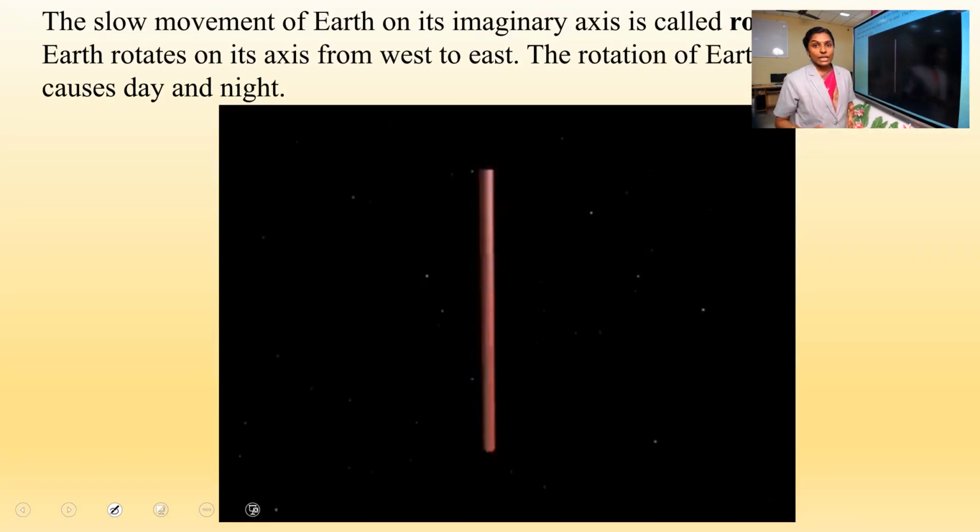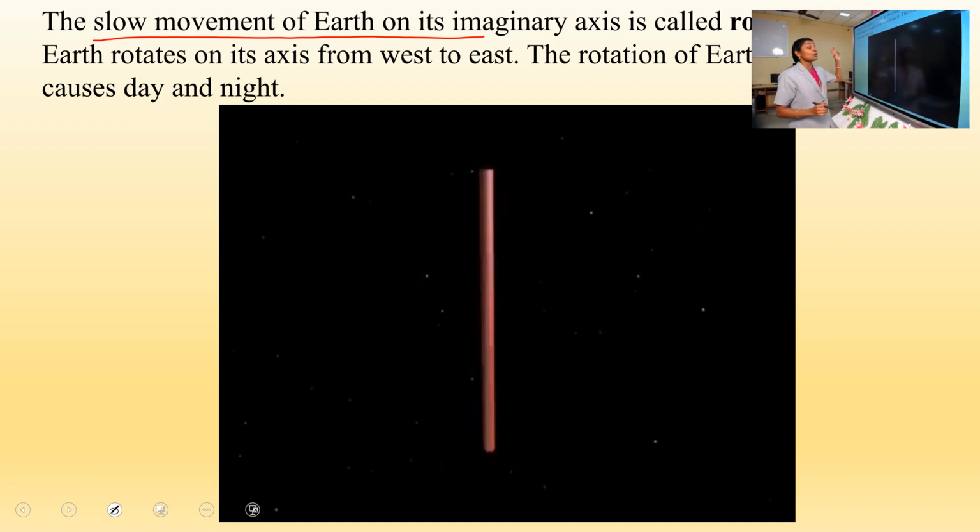Now, what is rotation? The slow movement of earth on its imaginary axis is called rotation. Earth is continuously moving. We are all moving continuously. We cannot sit or stand quietly. The same way our earth is also continuously moving, and the slow movement of earth on its imaginary axis is called rotation.